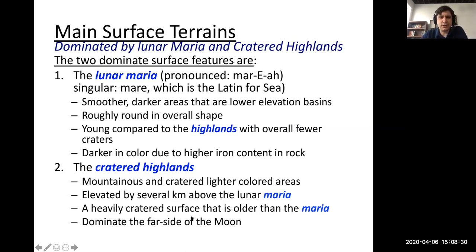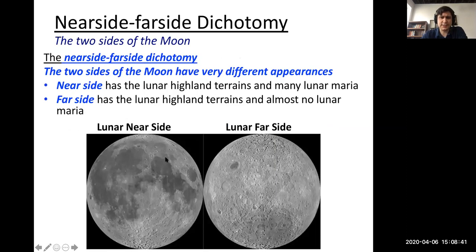And if we look, these dominate the far side of the moon. Yes, on the near side we have Maria and cratered highlands, but on the far side, we have very few Maria and almost all cratered highlands. Remember, we didn't get to see this until the space age.